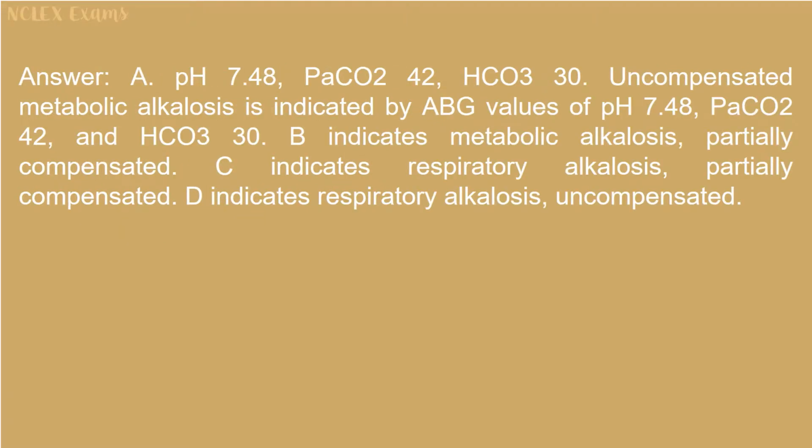Answer A. pH 7.48, PaCO2 42, HCO3 30. Uncompensated metabolic alkalosis is indicated by ABG values of pH 7.48, PaCO2 42, and HCO3 30. B indicates metabolic alkalosis, partially compensated. C indicates respiratory alkalosis, partially compensated. D indicates respiratory alkalosis, uncompensated.